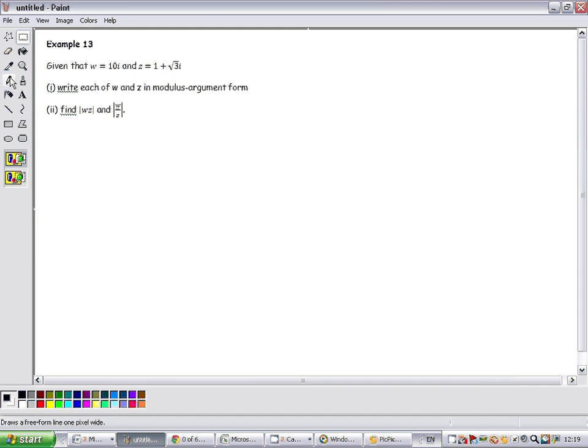Complex numbers, example 13. We've got two complex numbers here, W and Z. If you've got more than one, they either call them Z1 and Z2, or they do sometimes use the letters Z and W. We've got to first of all write each of these in modulus argument form. So remember, that's r(cos theta plus i sine theta). So we need to find the modulus and we need to find the argument of each one.